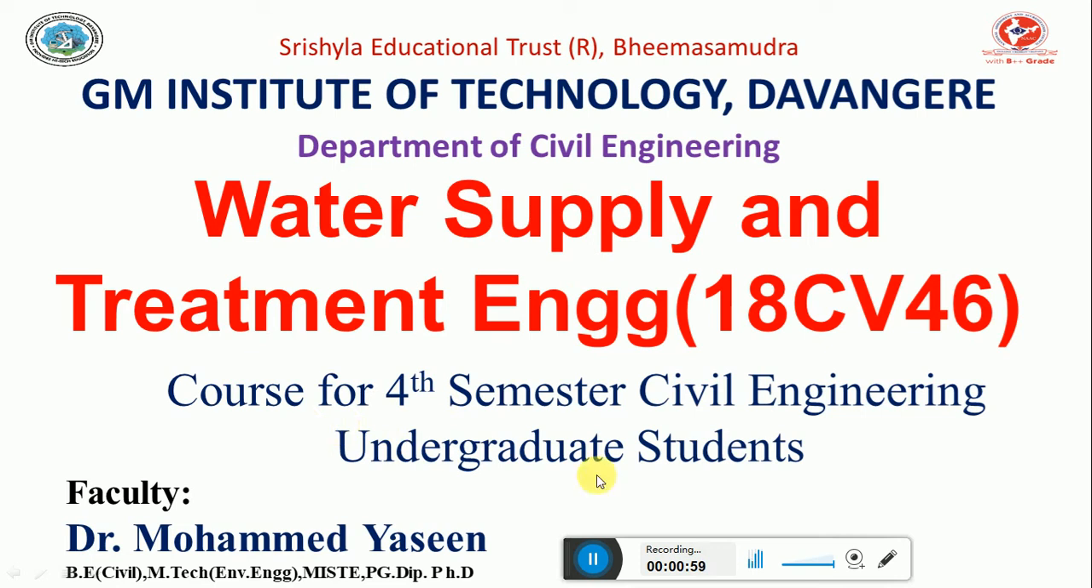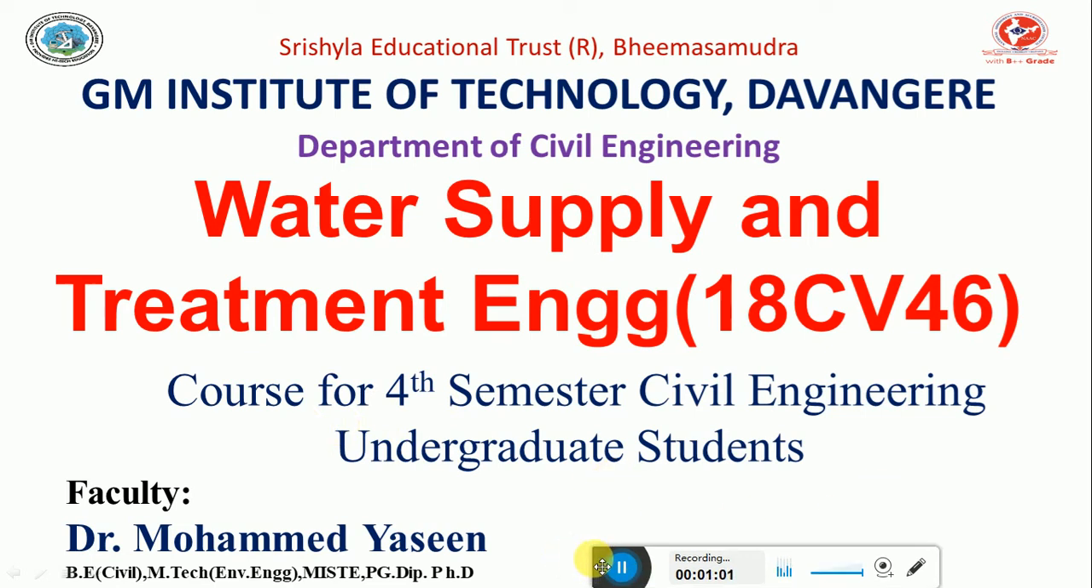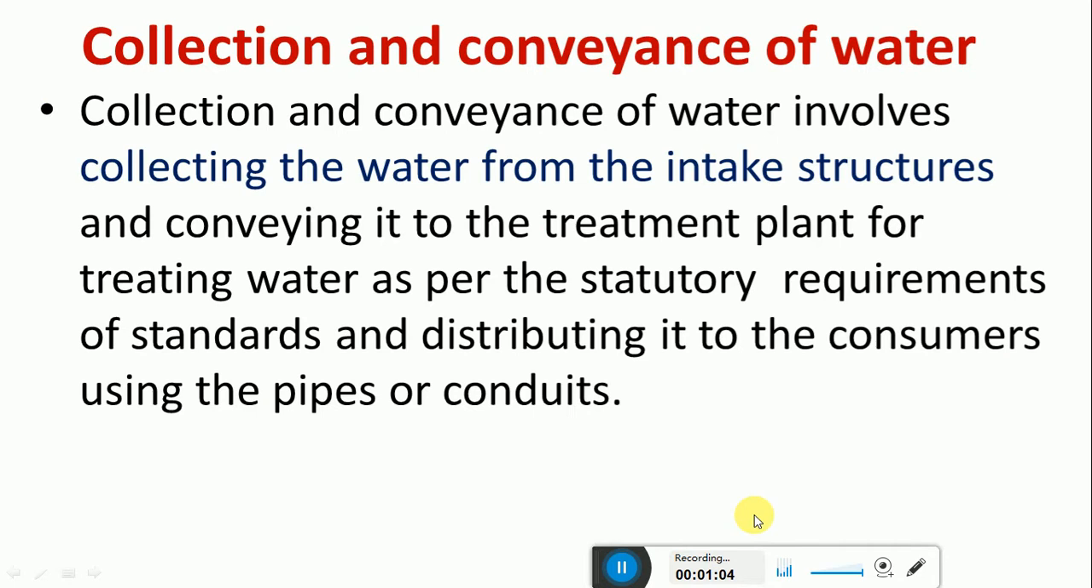So the very first phase of water treatment is the collection of water from the source. For collection and conveyance of water, we need some structures called intake structures. Collection and conveyance involves collecting the water from the source to the treatment plant. We have to treat the water as per the statutory requirements, and check the water quality as per BIS standards, which we have seen in the previous slides for different physico-chemical parameters, and then distribute it to the consumers using underground pipelines, also called conduits.